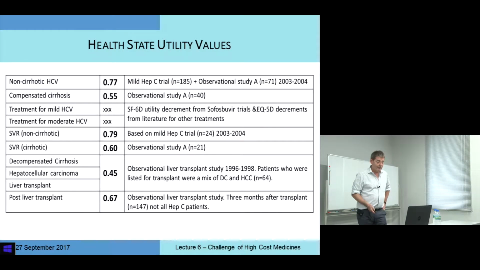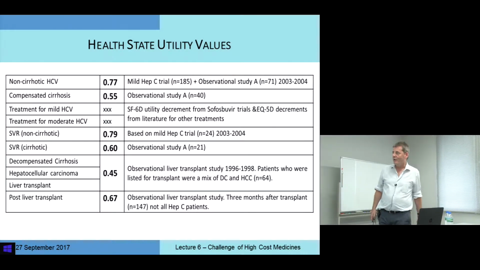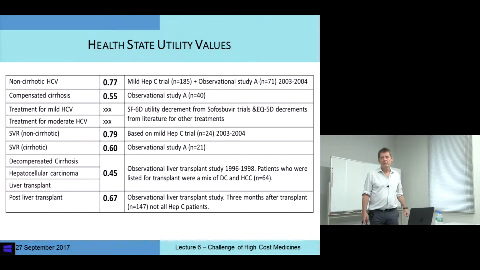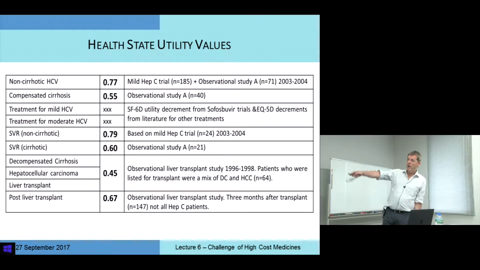Health state utilities. These are how we weight the times people spend in different health states. And so we need numbers, and these were the numbers that went into the model. At starting state, you've got HCV, but you're non-cirrhotic, 0.77. This is on a scale where 0 is considered the value of dead and 1 value of full health. Compensated cirrhosis, by contrast, has a value of 0.55.